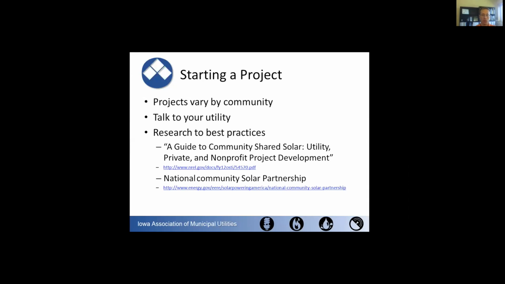And then also the DOE has a National Community Solar Partnership. The website's provided there, and that has links to a variety of other resources and educational documents on community solar. So I think those are some good places to start, as well as possibly contacting some of the projects that I've highlighted or will be highlighted in the next presentation to see how those projects work.